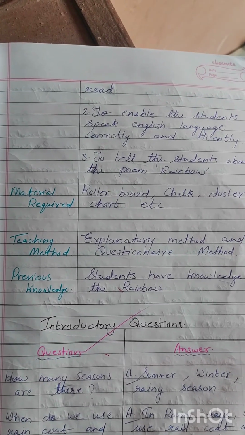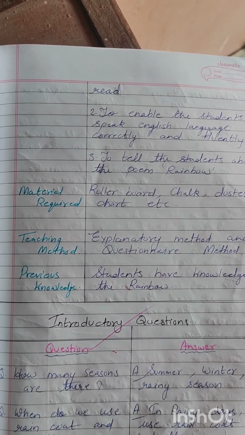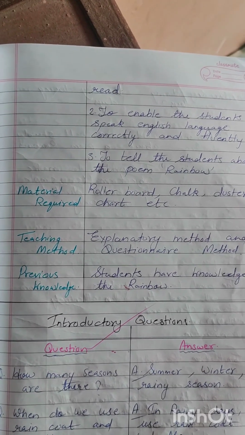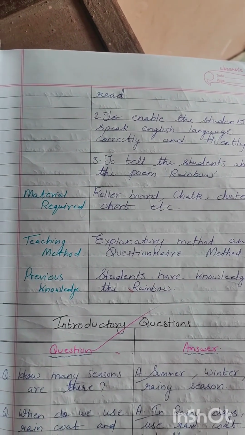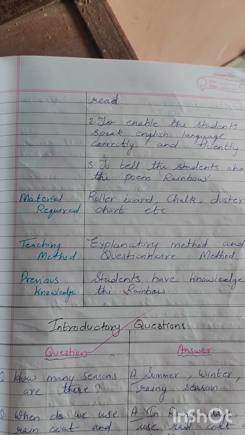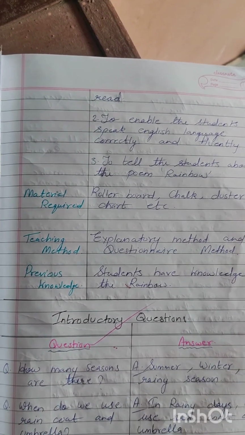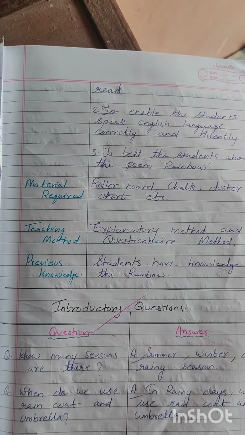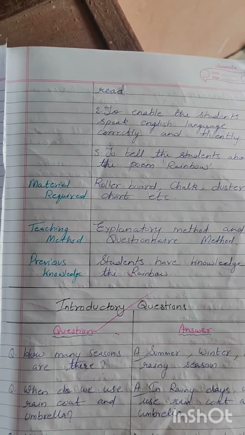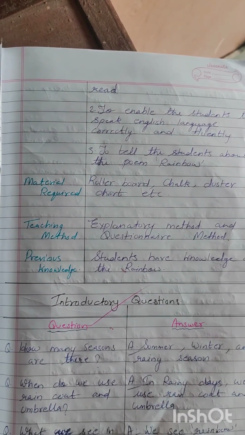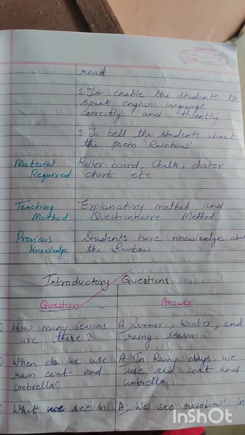Teaching method. Each and every subject is taught by a teaching method. It is the language lesson plan, English. So it is explained by questionnaire method, explanatory method, etc. Then previous knowledge. Each and every student has a little bit of knowledge about the topic. Here, students have knowledge about the rainbow. You have to write only one sentence about the previous knowledge.